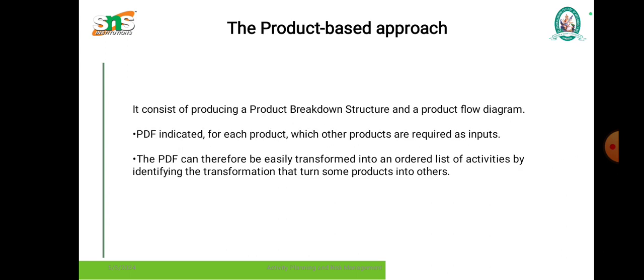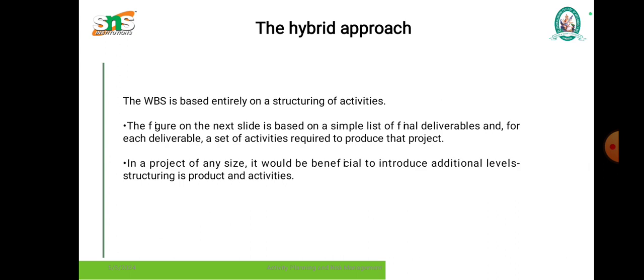And the second one is the product-based approach. It consists of producing a product breakdown structure and a product flow diagram. The PFD indicates, for each product, which other products are required as an input. The PFD can easily be transformed into an ordered list of activities by identifying the transformations that turn some products into others. And the next one is the hybrid approach.